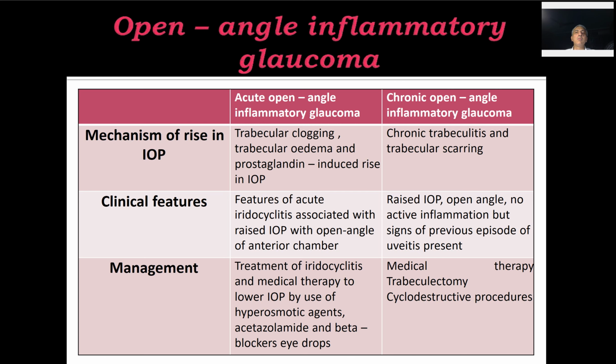The other is chronic open angle inflammatory glaucoma. So this is a slow growing disease in which you get chronic inflammation of the trabecular meshwork, which is called trabeculitis and trabecular scarring. You get raised IOP, open angle, no active inflammation, but signs of previous episode of uveitis are present. Treatment is trabeculectomy or cyclodestructive procedures because they've already caused damage because of the chronic nature.